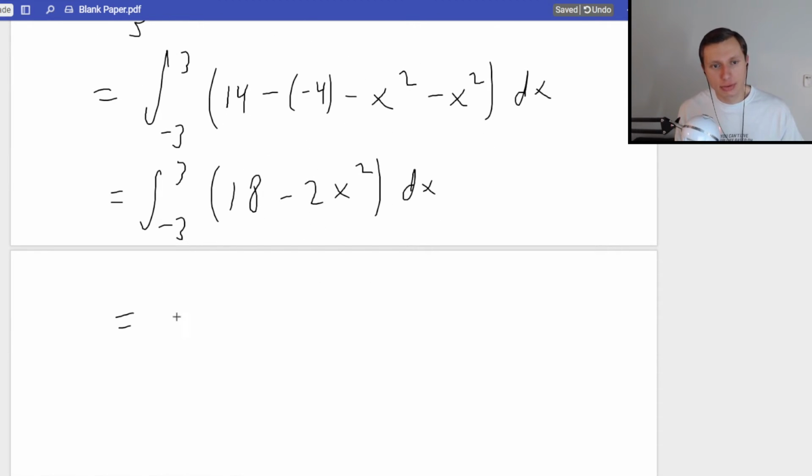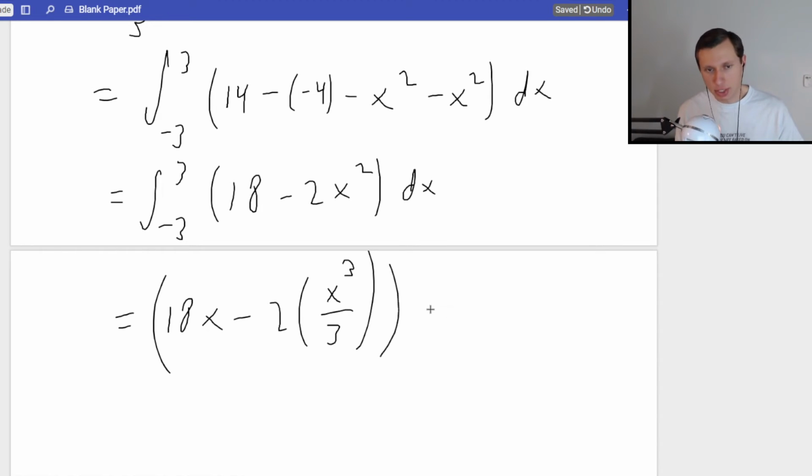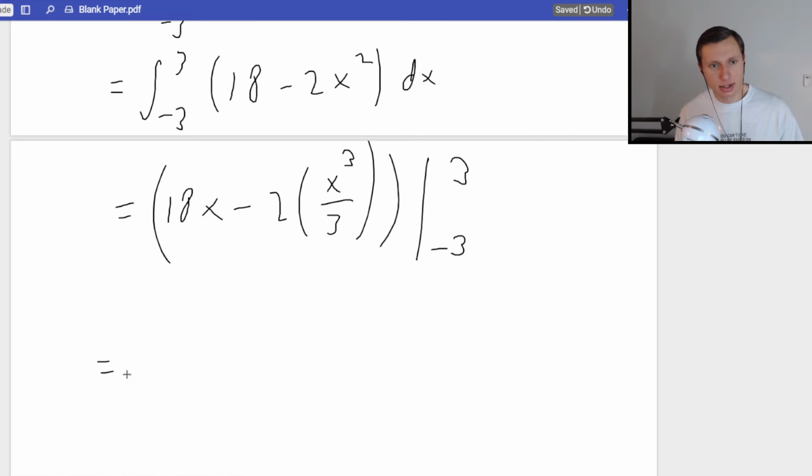So we're going to get the following. If I take the integral of this, the integral of 18 is just 18x minus 2 times the integral of x squared, which is x cubed over 3. Parentheses around this for notation purposes, and then a long bar evaluated from 3 to -3. Once again, I need to plug in. There's going to be a lot of plugging in tonight. But 3 times 18 is 54. 54 minus 2 times 3 cubed over 3 is 9.